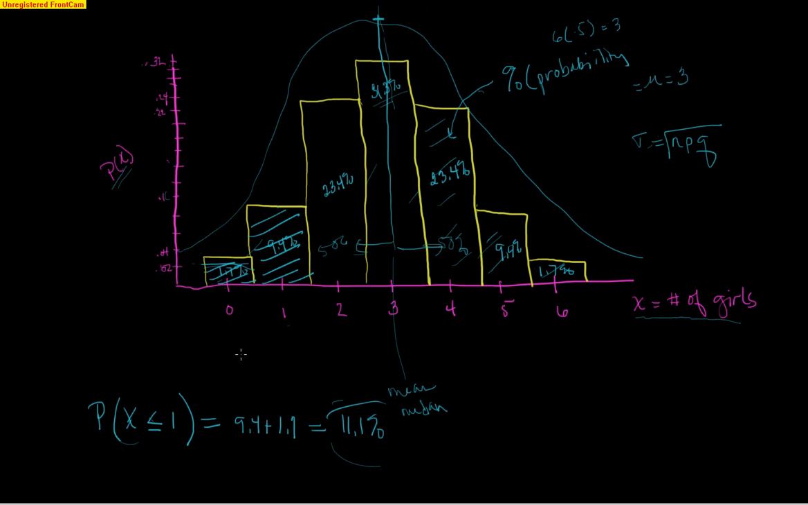Okay. Another way of asking it is what percentage of families with 6 kids have 1 or less girls? It would be 11.1%. So percent and probability are talking about this same space, this area under the curve. Okay. So let's try to keep that in mind as we move forward into this next piece.